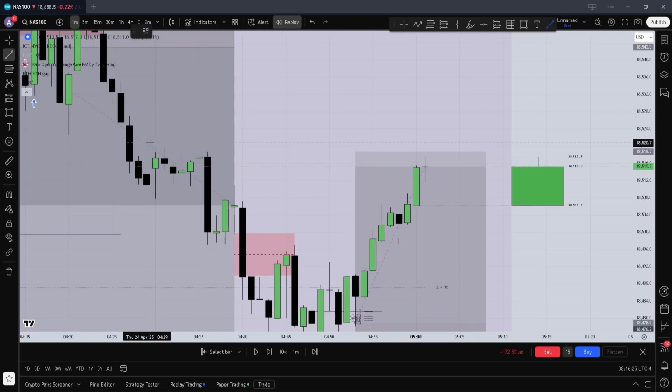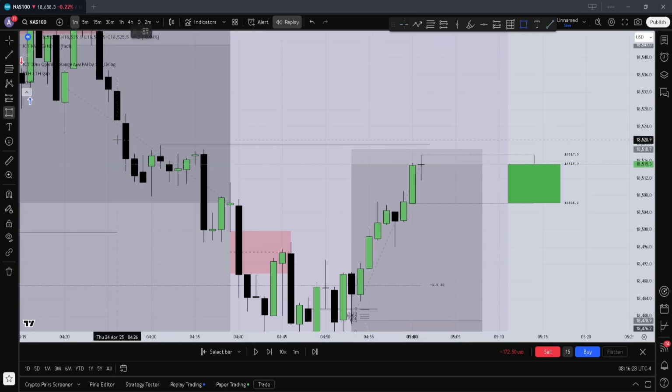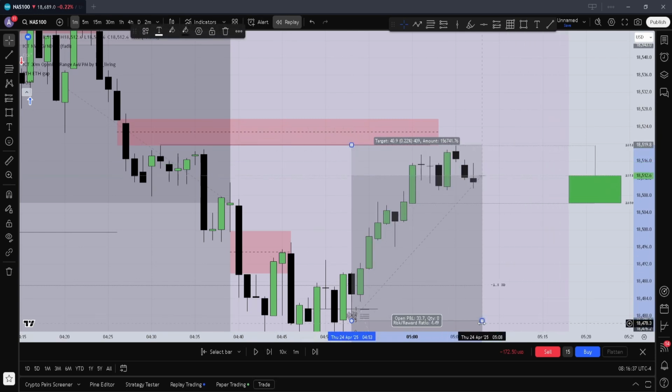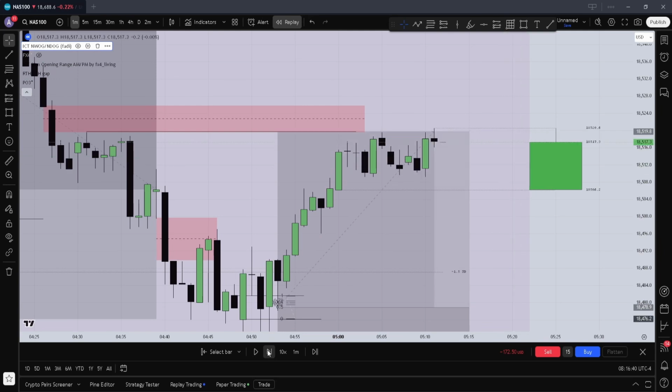We can also target this nearest buy side liquidity to fill up this CB right here. So that's our target right here, and you can see how price just goes for the TP. Boom, there you go.